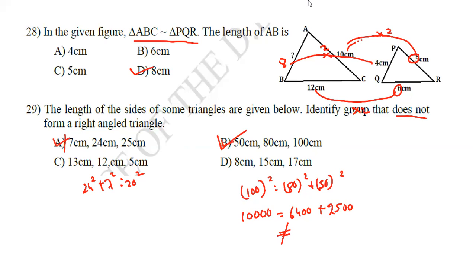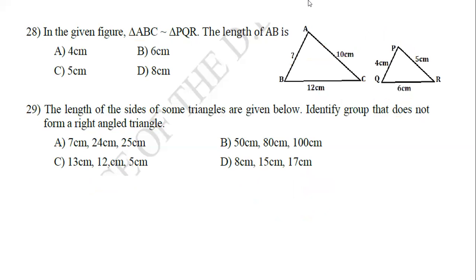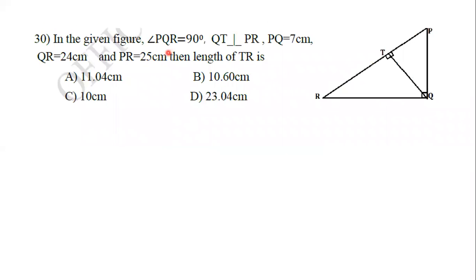Next, go for the 30th question. 30th question is, in the given figure, angle PQR is equal to 90 degrees, and here QT is perpendicular to PR and PQ is equal to 7 centimeter.